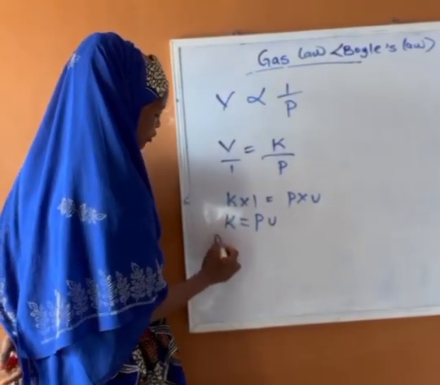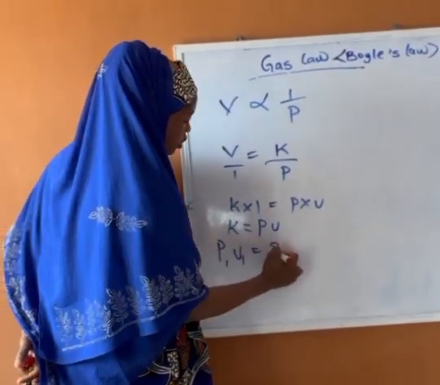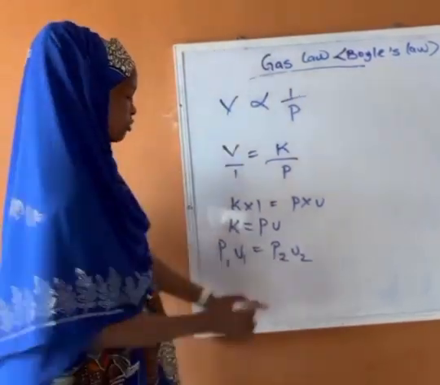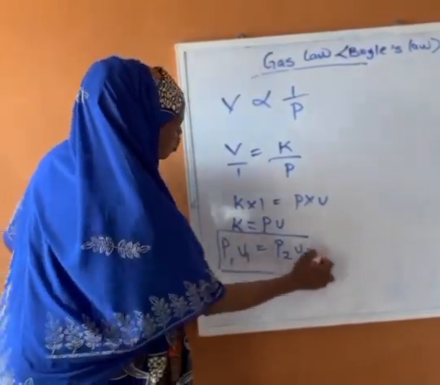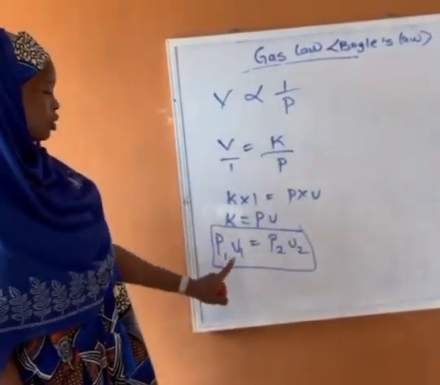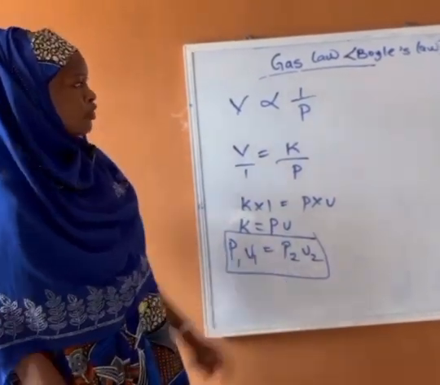So that is why we have P1V1 equals P2V2. This is the mathematical representation of Boyle's law. P1V1 equals P2V2.